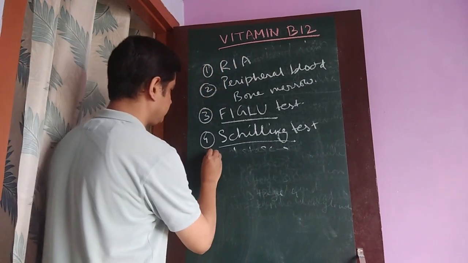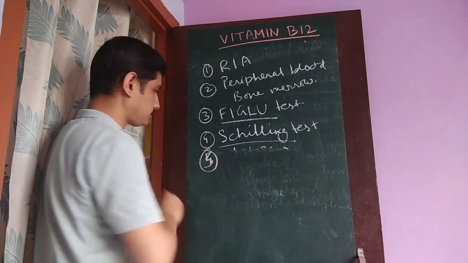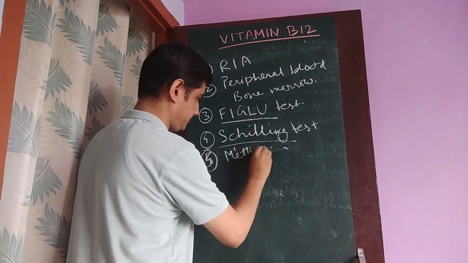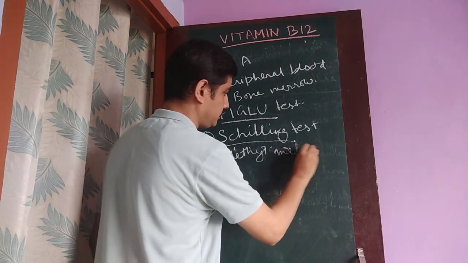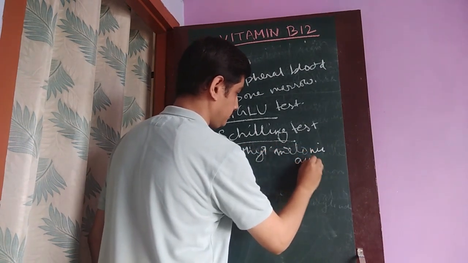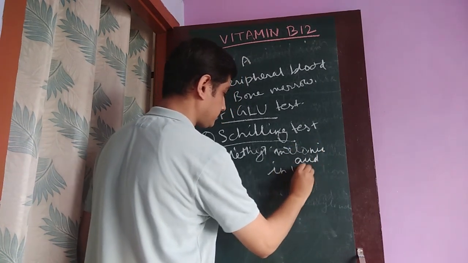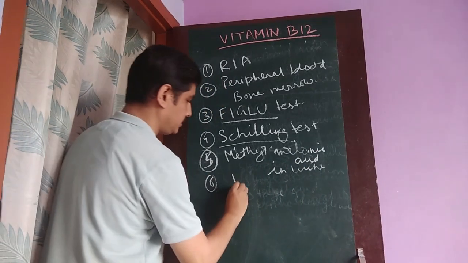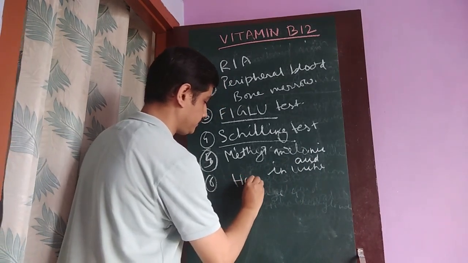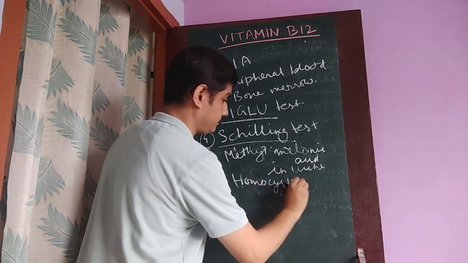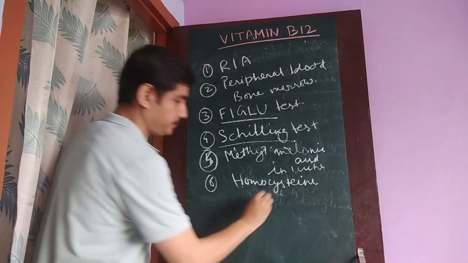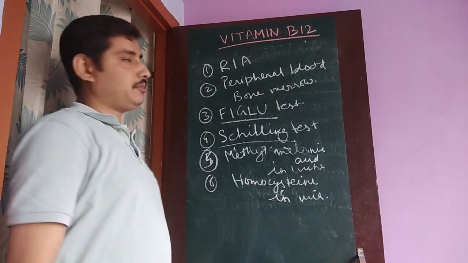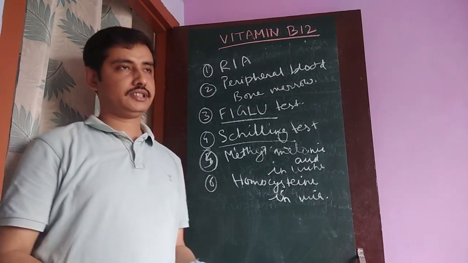We can also estimate the amount of methylmalonic acid in the urine, or we can estimate the amount of homocysteine in urine. Okay, these are the laboratory tests we do to assess vitamin B12 deficiency.